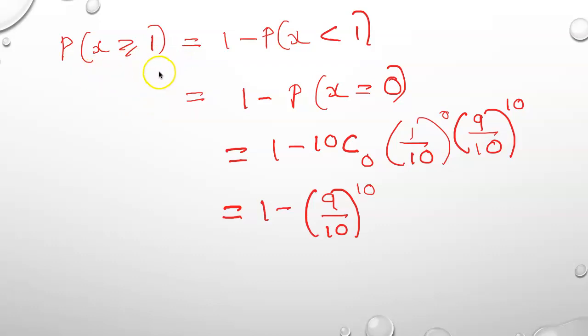Now probability of at least 1 is 1 minus probability of none. That is 1 minus probability that x is less than 1. That is 1 minus probability that x equals 0. Now probability that x equals 0 is nC0, p raised to 0, q raised to n. So that will give you 1 minus 10C0, 1 by 10 raised to 0, 9 by 10 raised to 10, which is 1 minus 9 by 10 raised to 10.